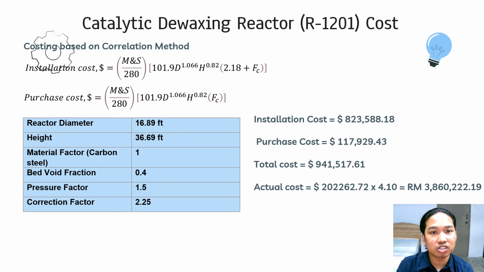For the total cost, we get the $9,000. For the actual cost is calculated by multiplying with the current Malaysia ringgit price, which is 4 ringgit and 10 cents. And finally, we get the value of 3 million ringgit for the cost of the reactor.